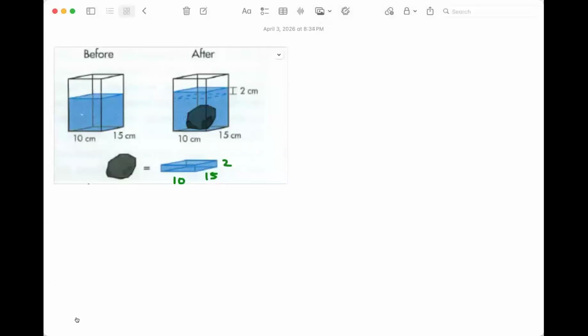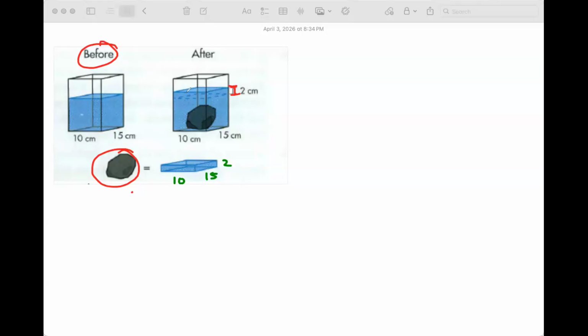Basically the concept is this. Here there is a prism with some water in it, the dimensions are 10 by 15. This is before. After, I place a stone inside it. What happens is the height of the water increases by 2 centimeters. That means, what is the volume of the stone dropped? Here, the volume of the object will be equal to the volume of the displaced water.